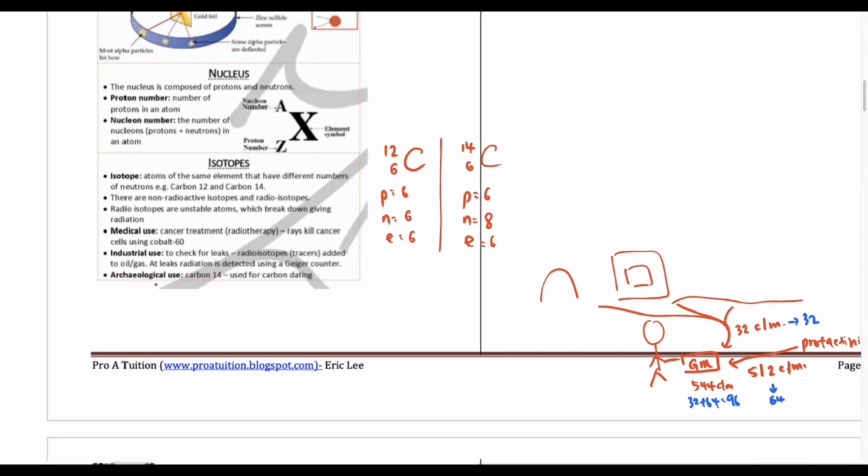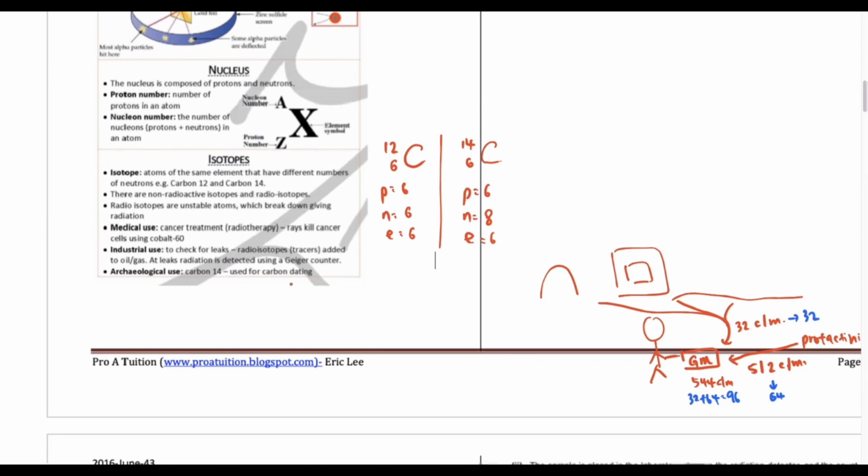Archaeological use. Archaeology means the study of history. So, for example, you want to see how long ago the dinosaur bone died, and you can check the carbon 14 in the bone. Then you use the half-life concept to predict how long ago the dinosaur died. So we can predict backwards. We call this carbon dating.